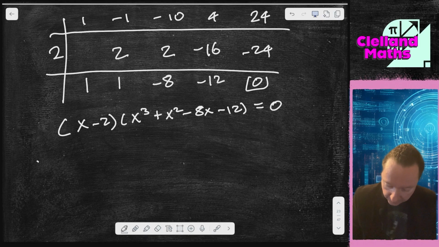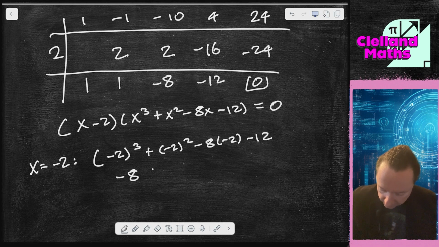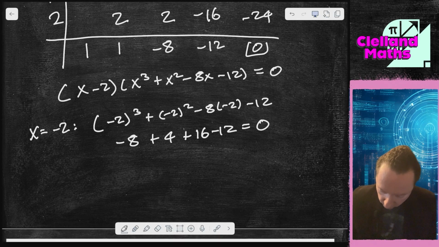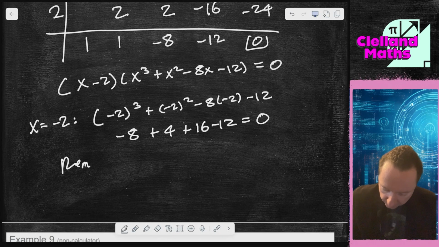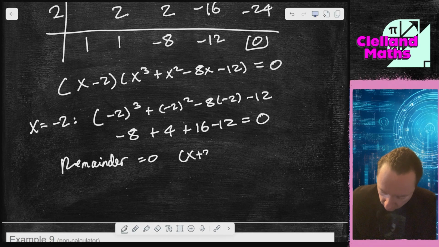So we next try x equals minus 2. Quick check, minus 2 cubed, minus 2 squared, minus 8 times minus 2 is minus 12: minus 8 plus 4 plus 16 minus 12. Minus 16 plus 4 is 20. Minus 8 minus 12 is 0. So we've got minus 2. You could have just subbed it straight in, but if minus 2 didn't work, you would have to try another one. So you might as well just go for it there. Remainder equals 0. So x plus 2 is a factor.